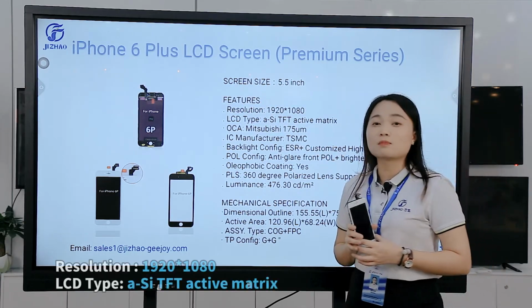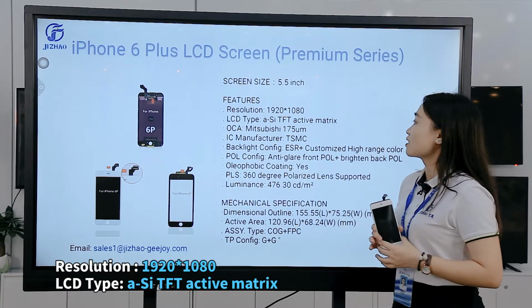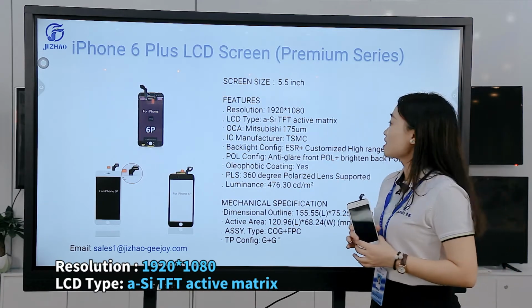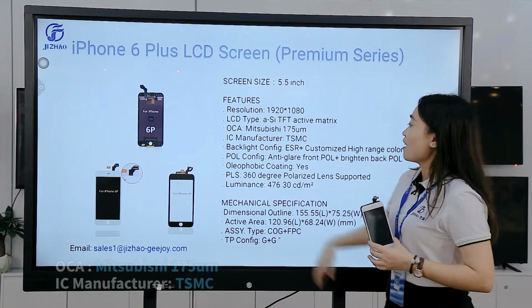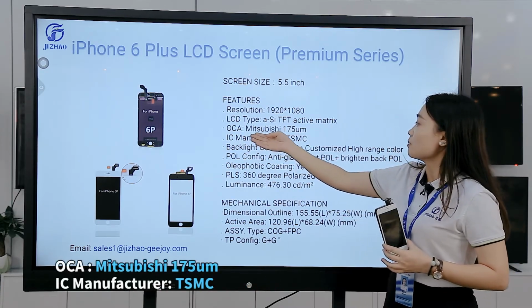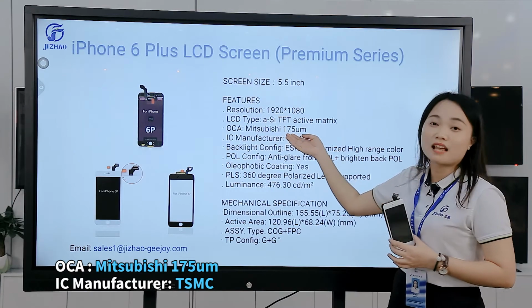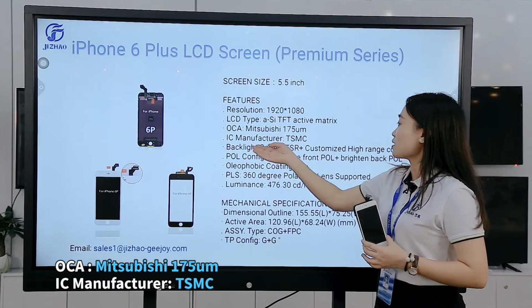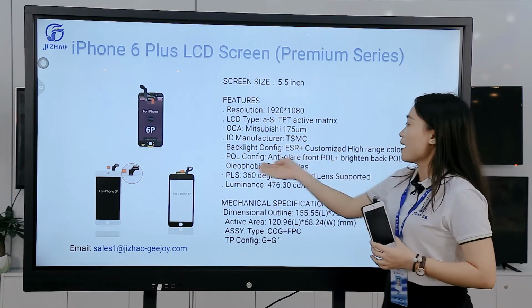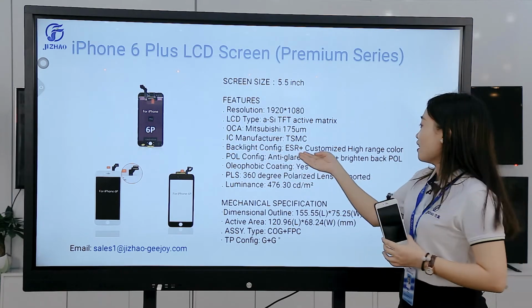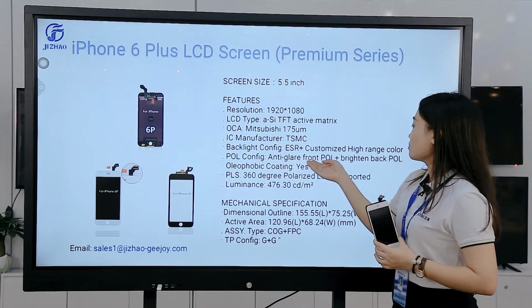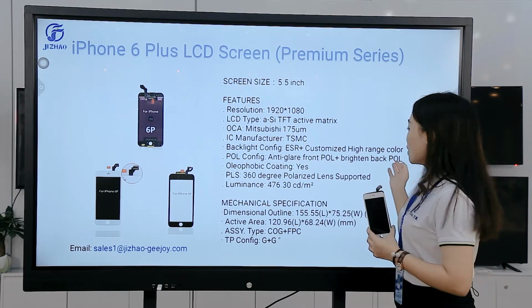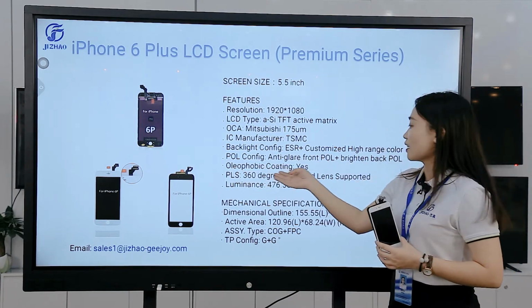Its resolution is about 1920 by 1080. The LCD type is ACTFT Metric, and its OCA is Mitsubishi 170 micron. The LC was from TSMC. The backlight config is ESR and customized high rain color, and POL config integrate from POL Brighten back LPOL, and the oleophobic coating is available.